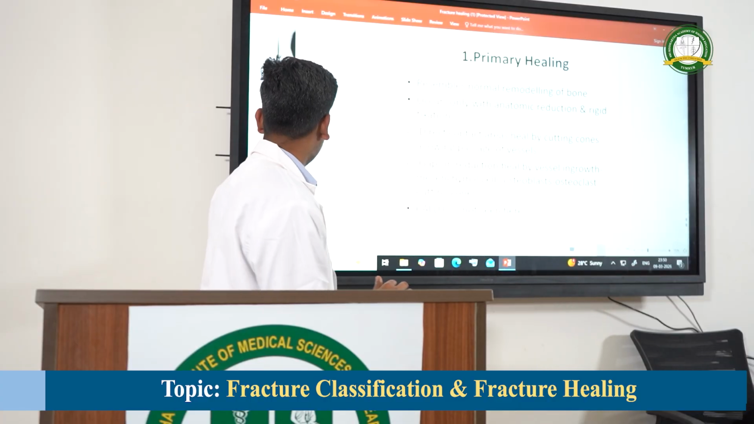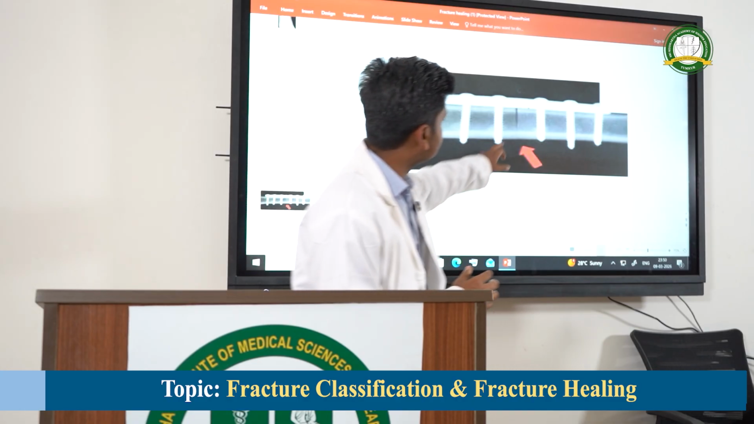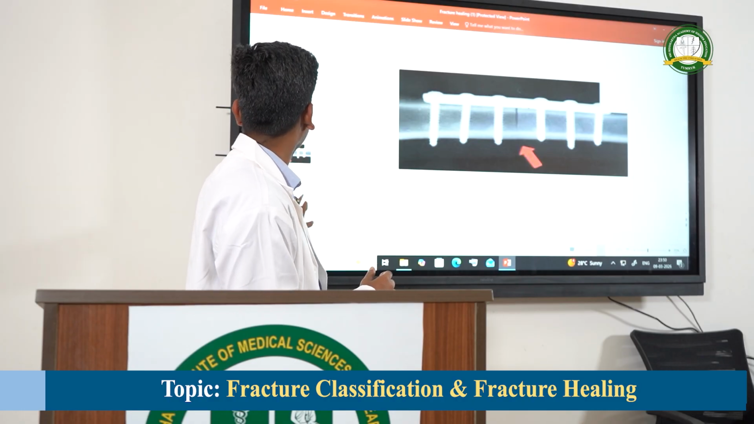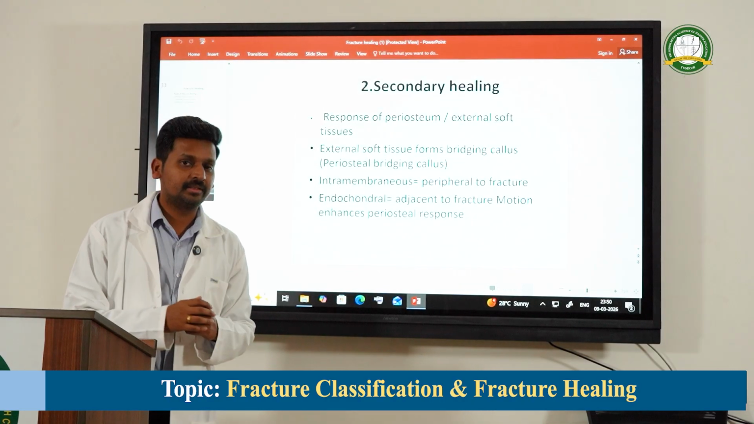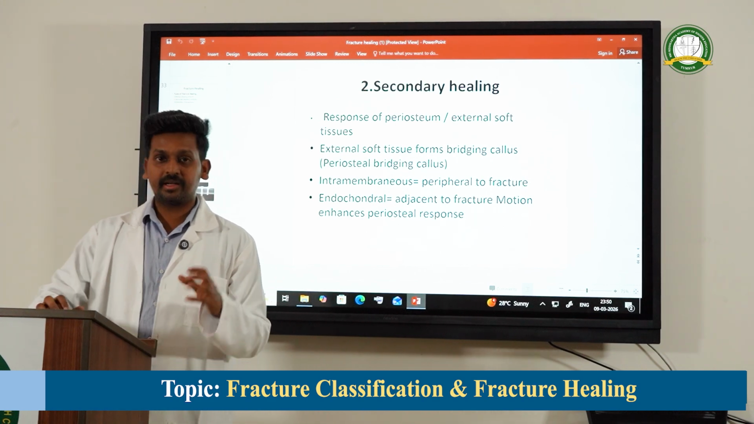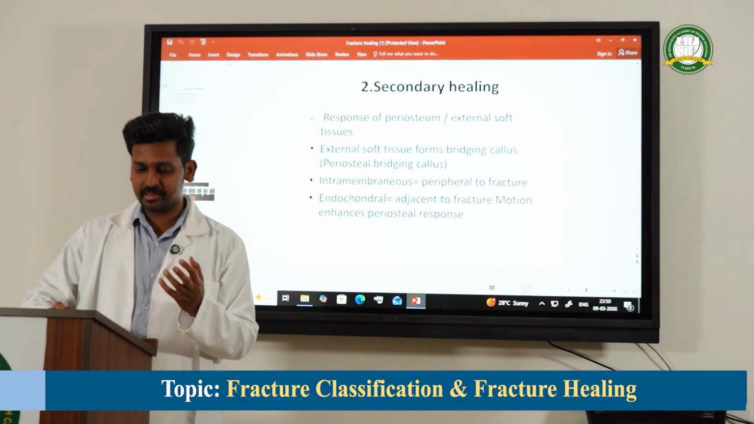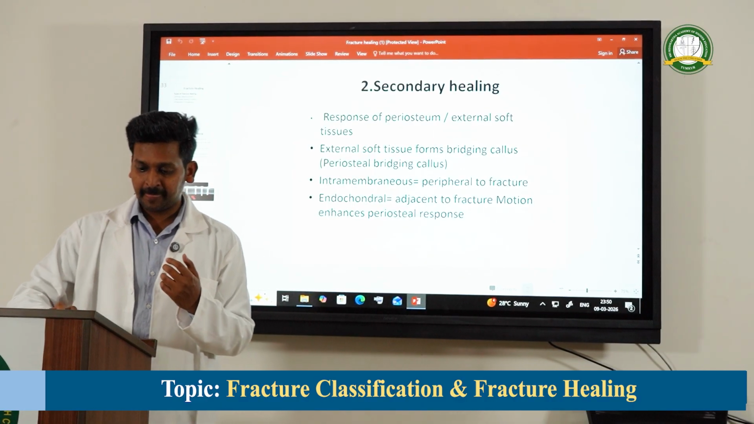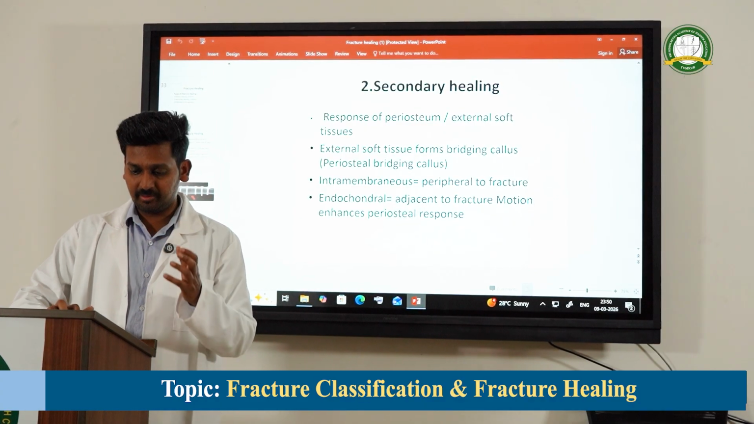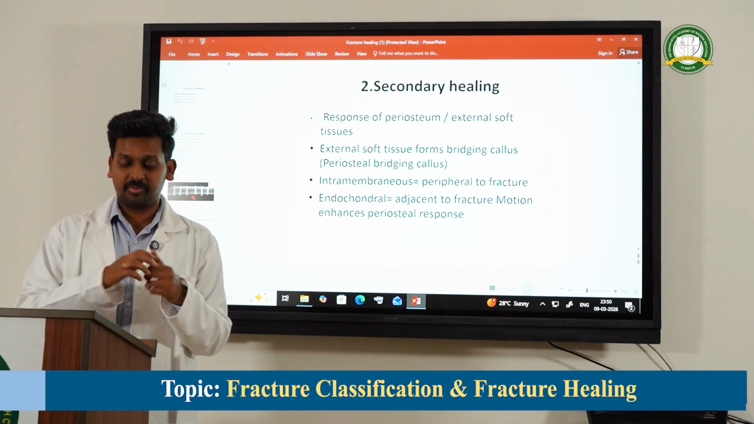In case of secondary healing, here is one example of direct healing. You can see there is not much callus and there is anatomic reduction. So this will heal by direct healing. Whereas in case of secondary healing, there is periosteal reaction. External soft tissues are also involved and there is some amount of bridging callus. So extra bone is formed around the bone, what we call callus, periosteal bridging callus. There is intramembranous callus peripheral to the fracture. Enchondral is adjacent to the fracture, and motion enhances periosteal response.